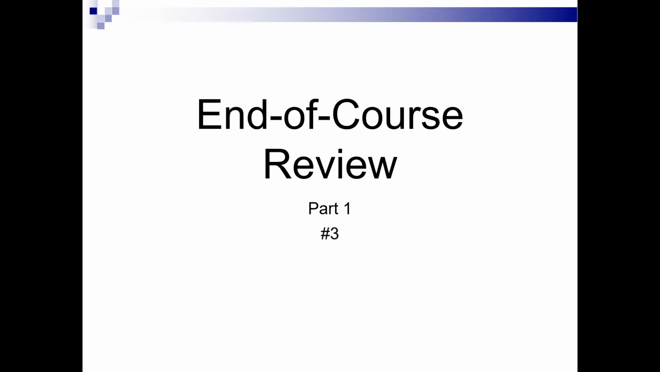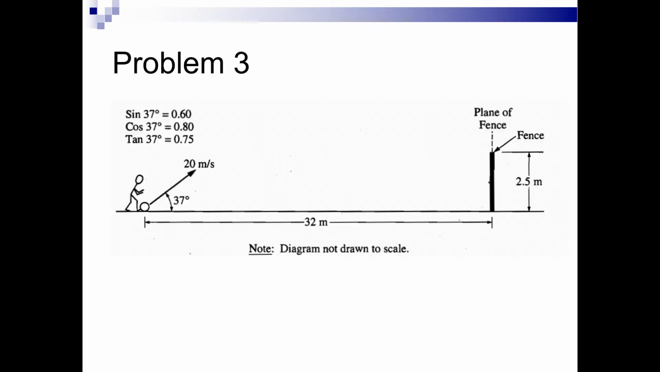All right, so here's number 3, the one with the person kicking the ball over the fence, or hopefully over the fence. So in the problem, he kicks the ball at 20 meters per second. You have some stuff about the kick in the problem, but it also gives you up there approximate values of sine and cosine and tangent of 37. It's really 37 point something. It's for a 3, 4, 5 right triangle.